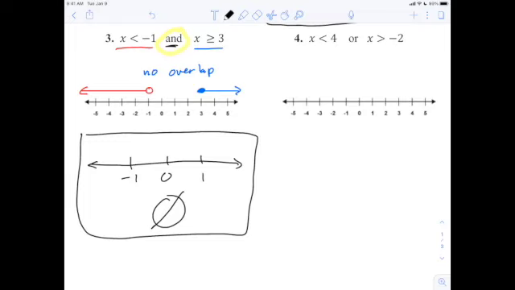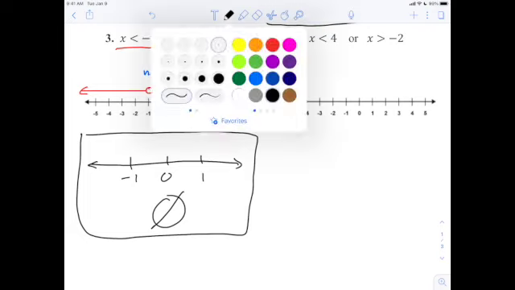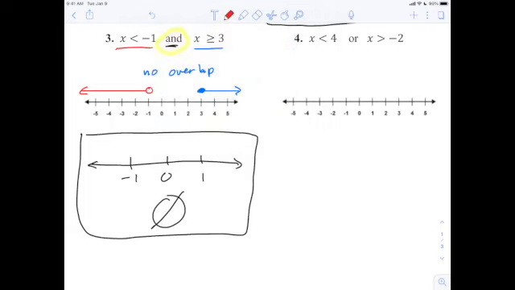Okay, number 4, x is less than 4 or x is greater than -2. Okay, x is less than 4, open circle at 4, shaded to the left. X is greater than -2, open circle at -2, shaded to the right. And since it's an or, this is not the typical or where they don't overlap, where it's two opposite ones. So be careful, just think about it.